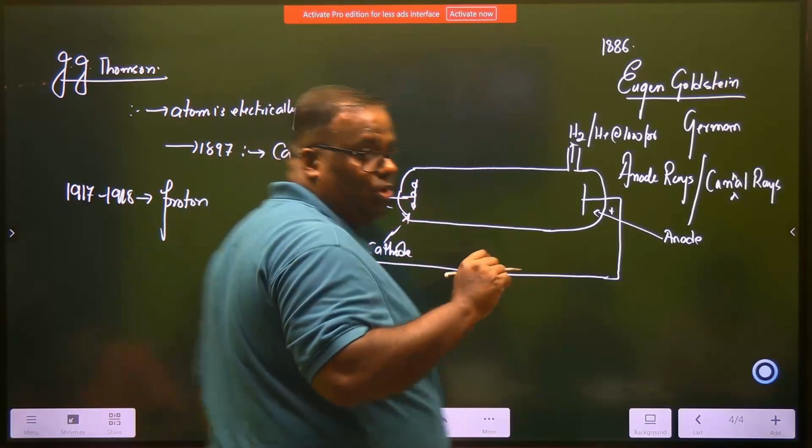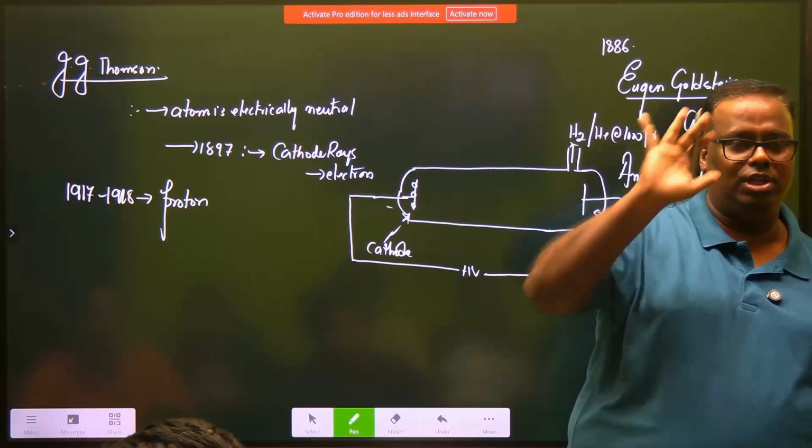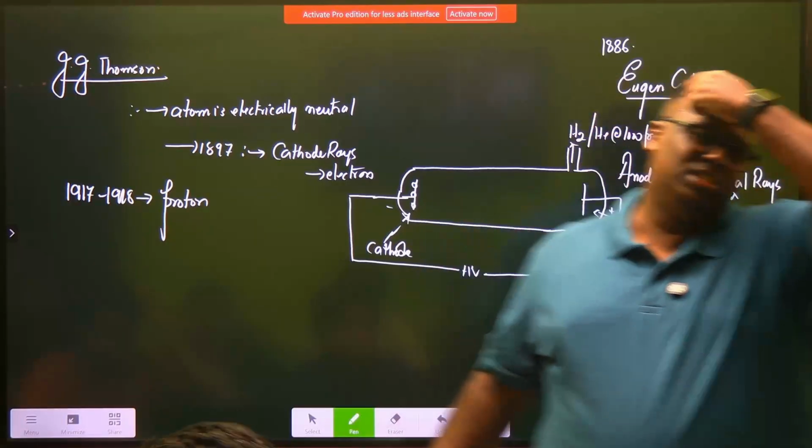Do you know what perforated is? Like the shower head, have you seen? It has got holes inside it. Perforated is when you have holes inside it.